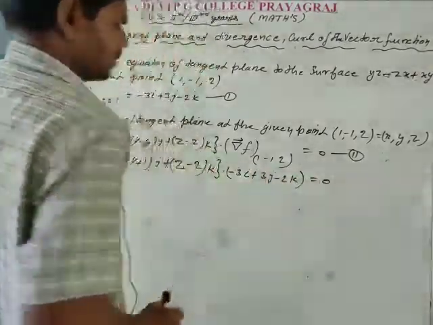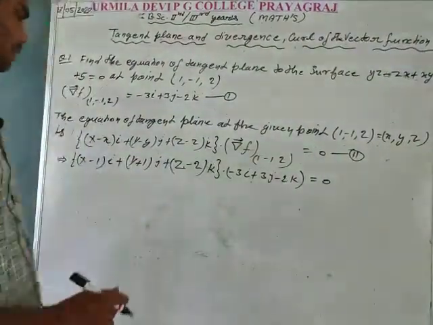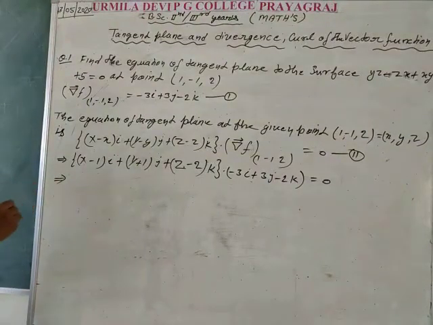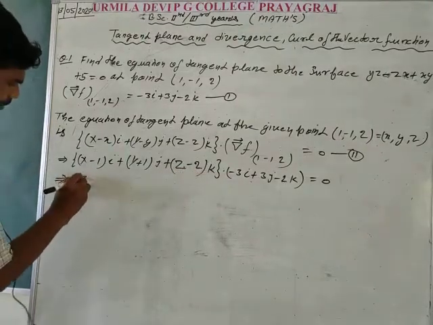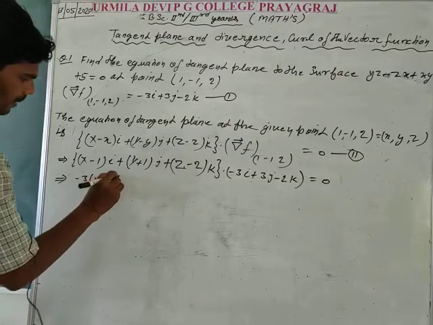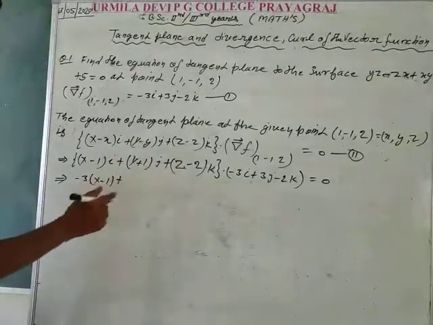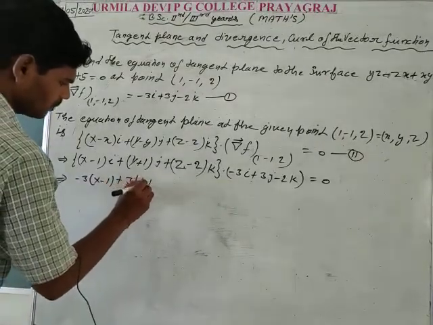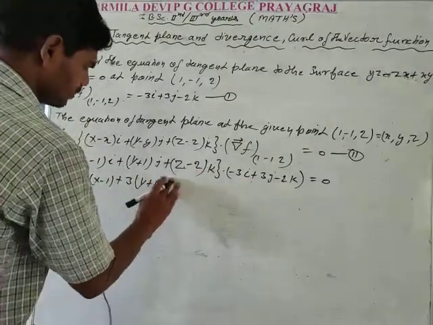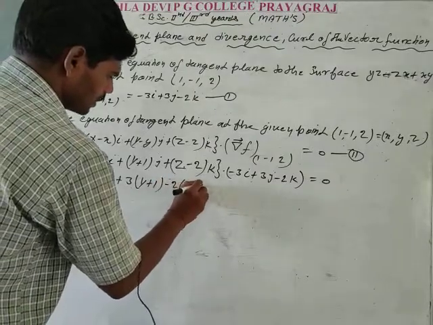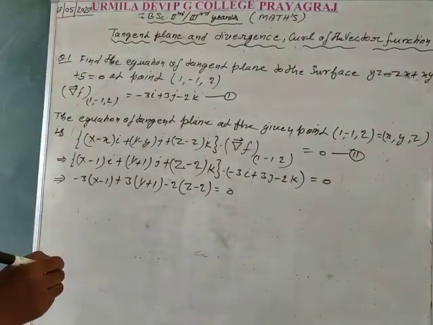is equal to 0. Now taking dot product of this vector with this vector, which by vector calculus is equal to minus 3 times capital X minus 1 plus 3 taking multiples with j, so j coefficient is equal to 3 times capital Y plus 1 plus minus 2 times z components, so here write minus 2 times capital Z minus 2 is equal to 0. Complete this equation after simplification.